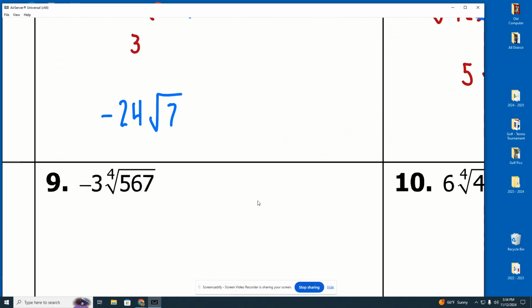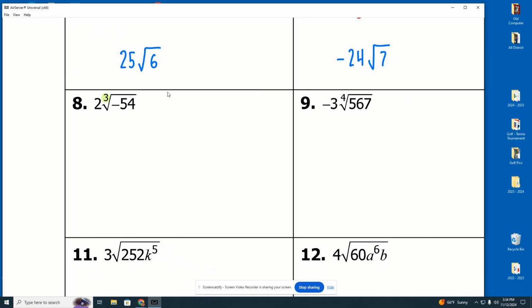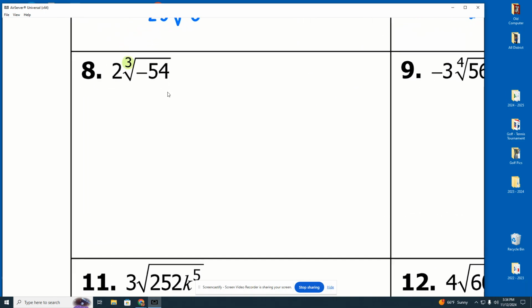Okay? Moving on to number 8. Number 8, we've got negative 54. Obviously, it's cube root of, so we're only thinking about perfect cubes. So, again, I'm going to look, and I won't scroll up this time. You can look on your own paper. What is the biggest perfect cube that goes into 54? Well, divide it by 2, you get 27. And if you look at your list, sure enough, 27 itself is a perfect cube.